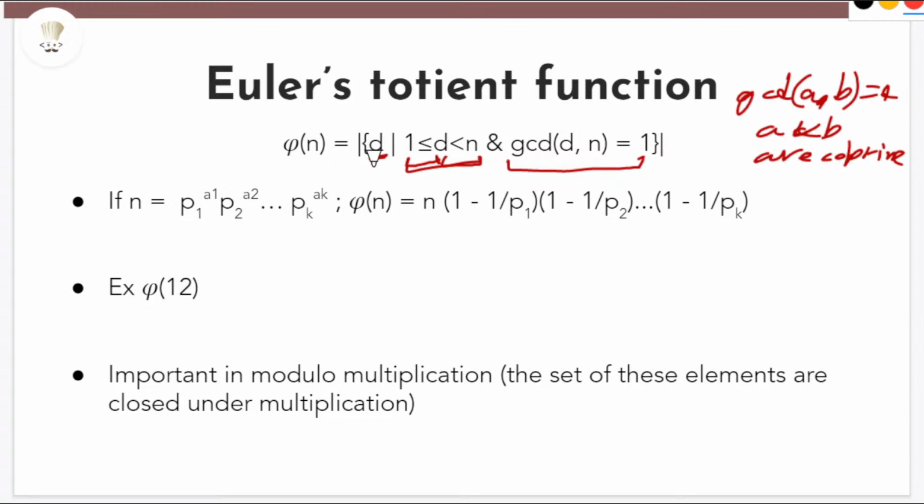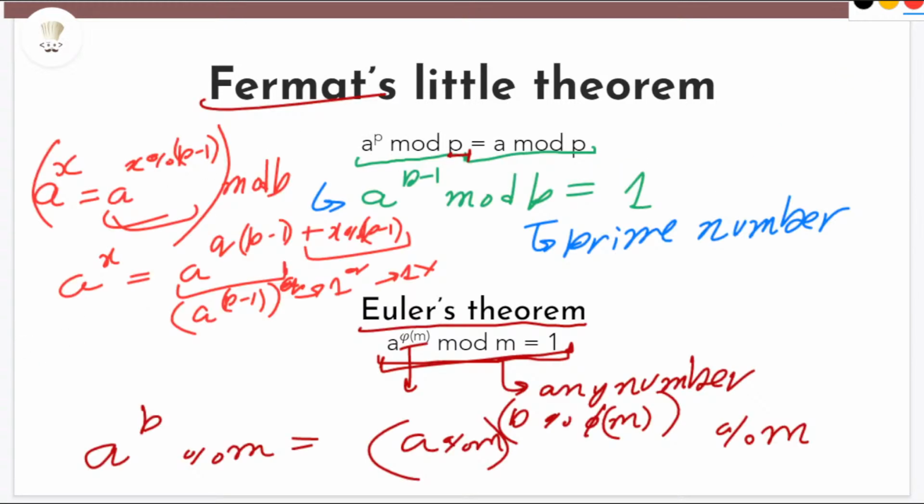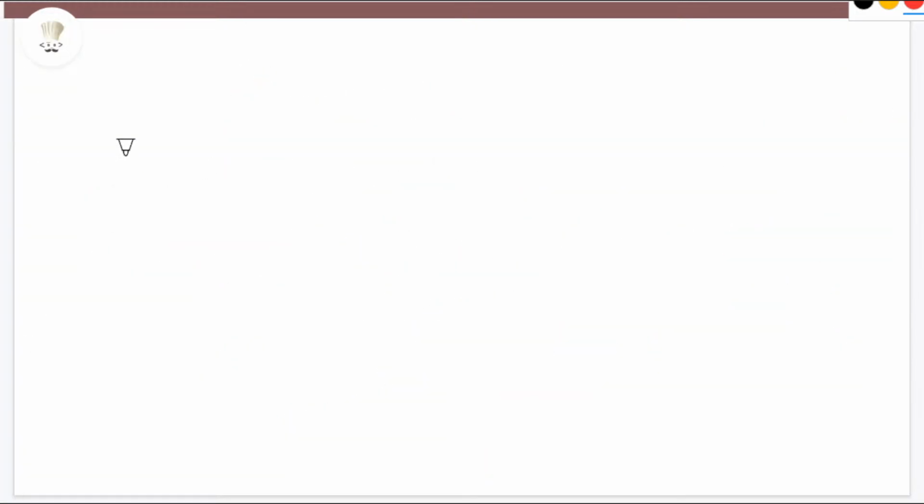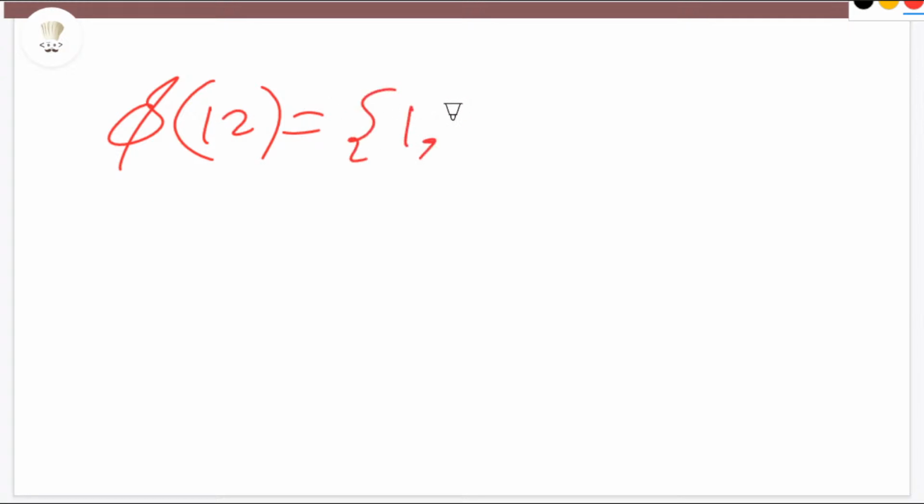So this Euler's totient function is pretty easy. Let me give you some examples. The Euler's totient function of 12 would be, I think, 4. How many numbers less than 12 are co-prime to 12? We have 1. 2 is not co-prime with 12. 3 is not. 4 is not. 5 is co-prime with 12. 6 is not. 7 is. 8 is not. 9 is not. 10 is not. 11 is. So we have phi of 12 is equal to 4.